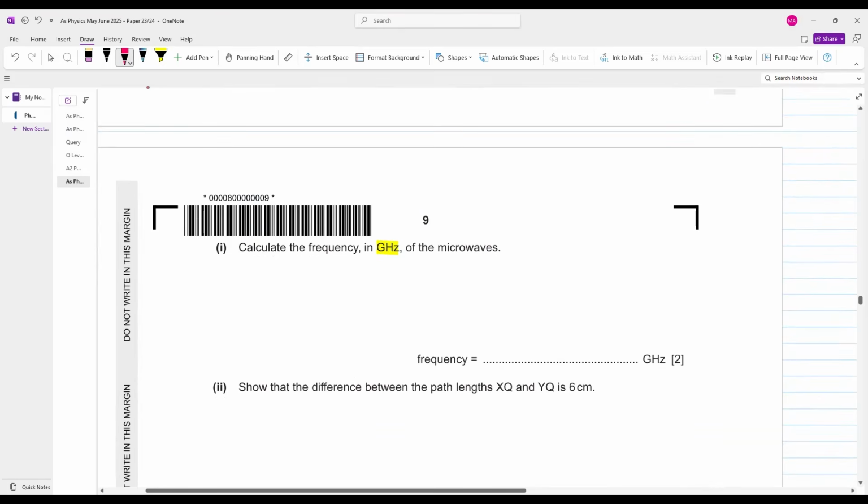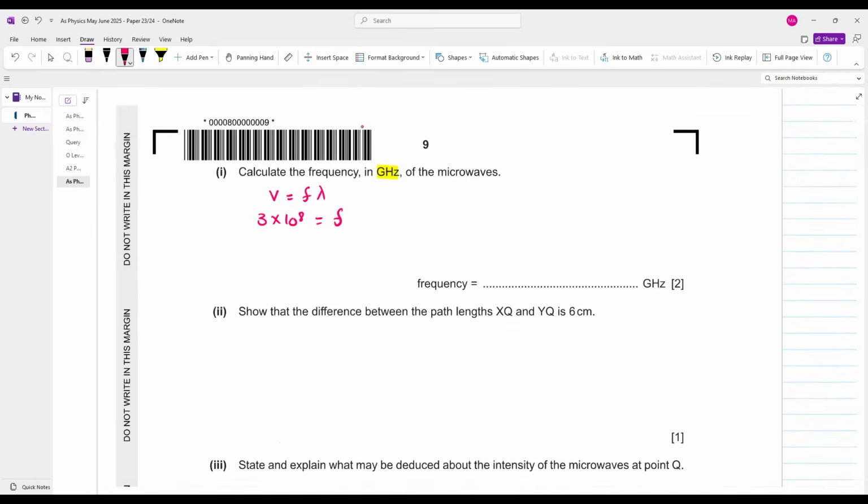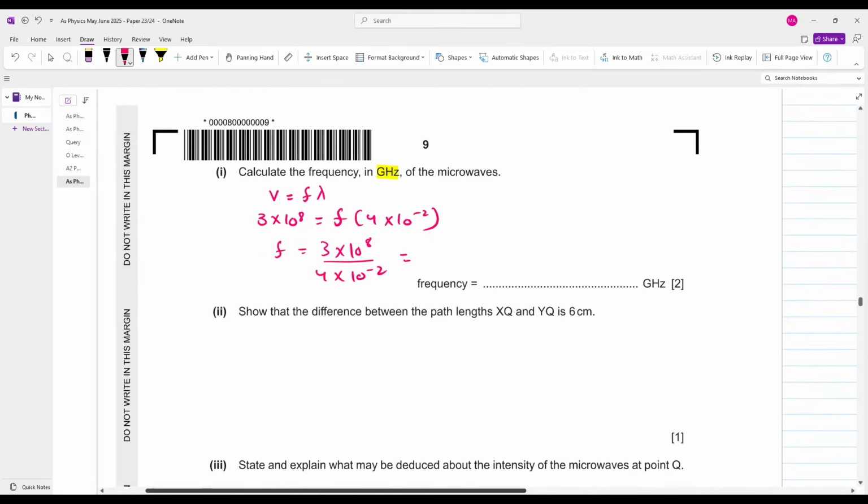Very easy. Microwaves are electromagnetic waves. V is equal to f lambda. Velocity is 3 into 10 raised to the power of 8. Frequency हमें नहीं पता. Do we know the wavelength? Yes, 4 centimeter, 4 into 10 raised to the power of minus 2. Frequency is 3 into 10 raised to the power of 8 divided by 4 into 10 raised to the power of minus 2, which comes out to be 7.5 gigahertz. Easy, nothing complicated. इसको hertz का symbol जो है छोटा z.